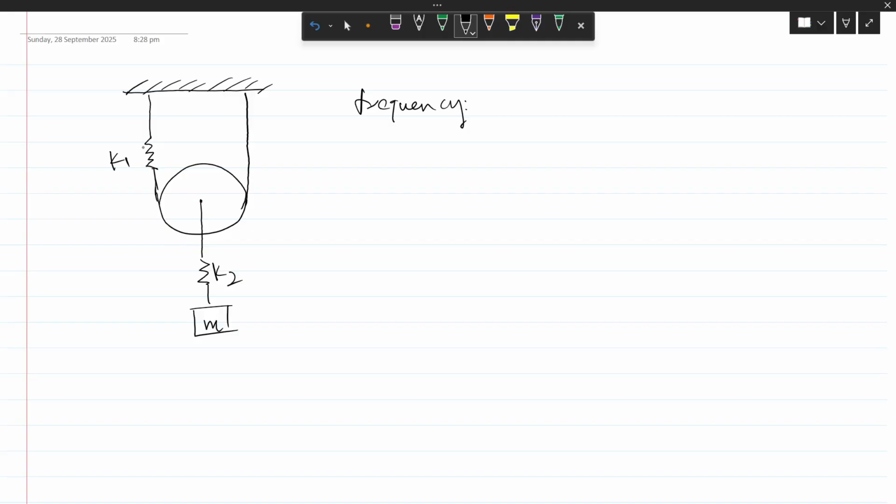So here we can see that we have a spring with spring constant K1, and this spring has spring constant K2, and it also has a mass M attached to it. And this thing you can see over here is the pulley. So we already know the equation for frequency. Frequency is nothing but 1 divided by 2 pi root over k equivalent divided by the mass that is attached.